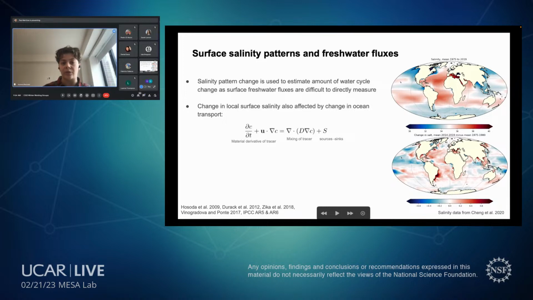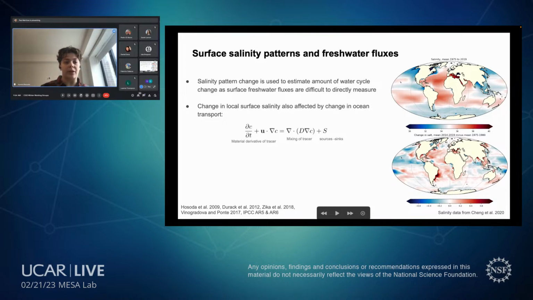So to look at the salinity changes over the historical record, we can look at the plots on the right. The top plot is the mean surface salinity over the period 1975 to 2019, and the bottom plot is the change over that same period. So it's the mean of the last 5 years minus the mean of the first 5 years. Broadly speaking, what we can see is that regions that are salty are getting saltier and regions that are fresh are getting fresher if we compare those two plots. And this to some extent is an imprint of that kind of amplification of the freshwater flux pattern.